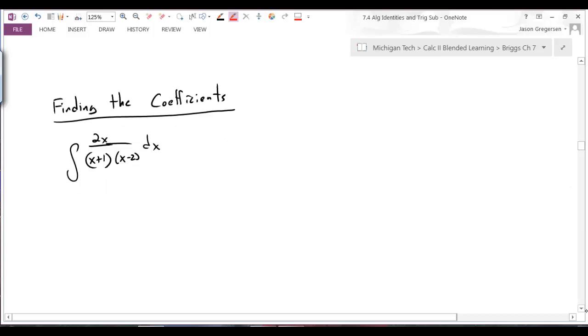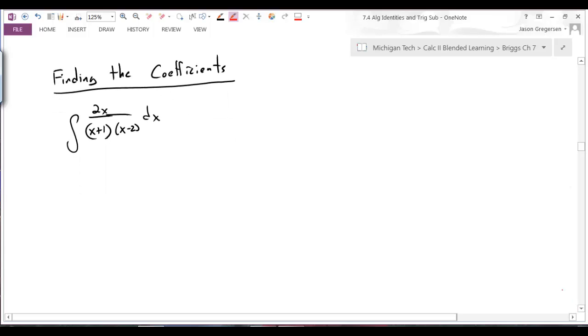So let's practice one here. We're going to do this one. Once again, the whole idea is to take this fraction, 2x over x plus 1 times x minus 2, and say, I know I can rewrite it like this. I know there exist some A and some B that make this statement a true statement. I just got to find out what A and B are.